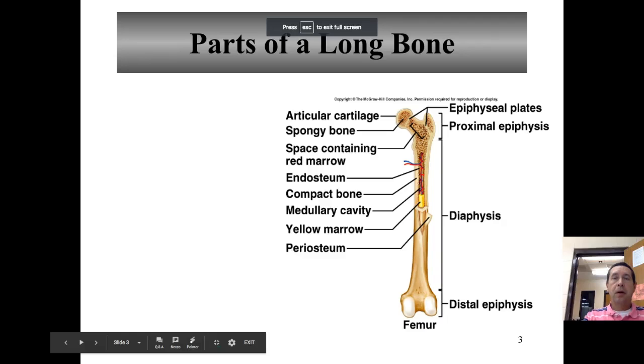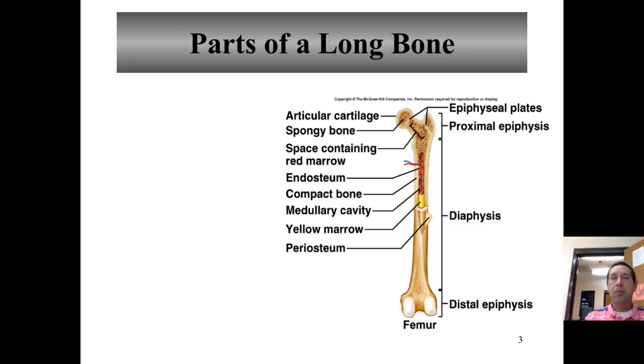Okay, in this video, we're going to talk about the macroscopic anatomy of bones. We're going to use long bones as our way to look at the different parts of a bone that you can see with an unaided eye. That's what macroscopic means.